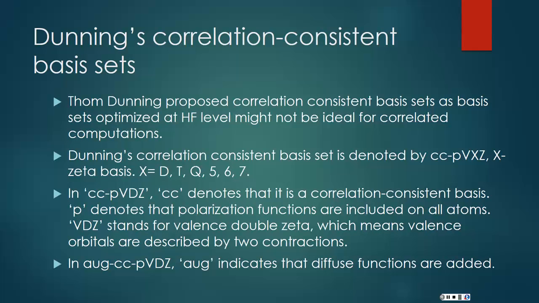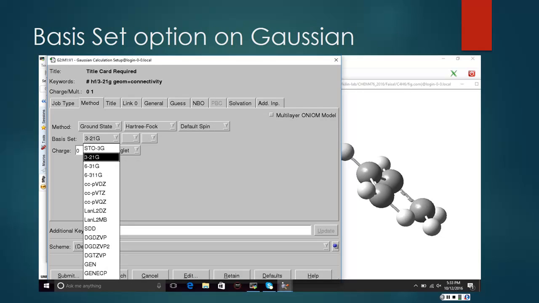Dunning's correlation consistent basis sets. Thom Dunning proposed correlation consistent basis sets, as basis sets optimized at the Hartree-Fock level may not be ideal for correlated computations. Dunning's correlation consistent basis sets are generally denoted by cc-pVXZ. cc denotes correlation consistent, p means polarization functions are added on all atoms, and VDZ means valence double zeta, which means the valence orbitals are described by two contractions. And if a prefix aug is added here, then it indicates that diffuse functions are also added. And here is where, in Gaussian, we can use the basis set from this window.